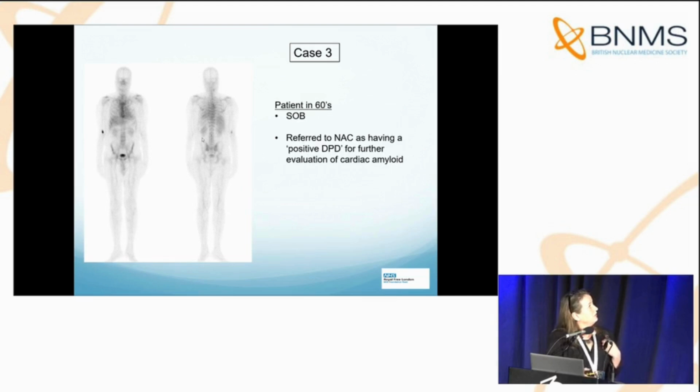Okay, case 3. This was a patient in his 60s, referred after some local investigations for shortness of breath. He was then referred to the amyloidosis centre as having a positive DPD for further evaluation of his cardiac amyloid. So here we can see we've got this uptake in the region of the heart on the whole body scan.